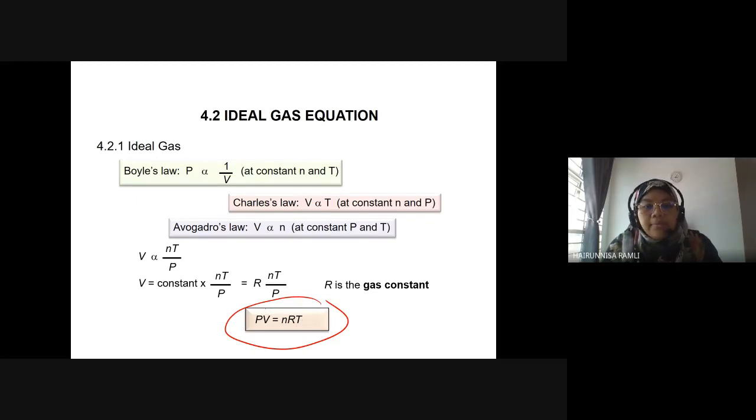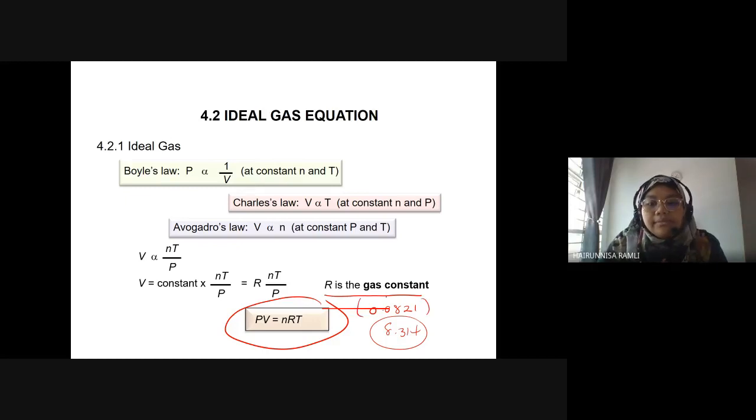Where P must be in atm, volume in liters, n in moles, and T in Kelvin, with the gas constant R. Normally we will use 0.0821. We have another R, 8.314, but if you want to use this value, you must change the pressure and volume accordingly. But I think it is better you refer to 0.0821.